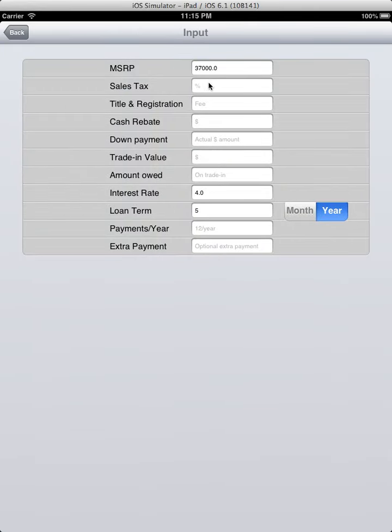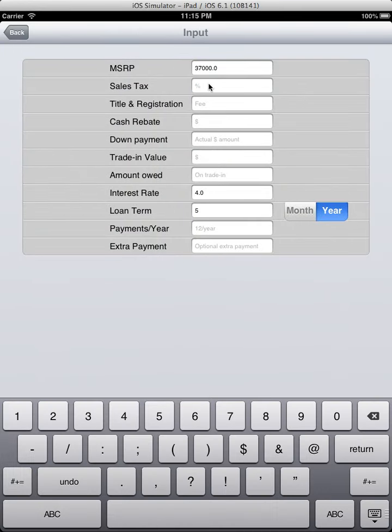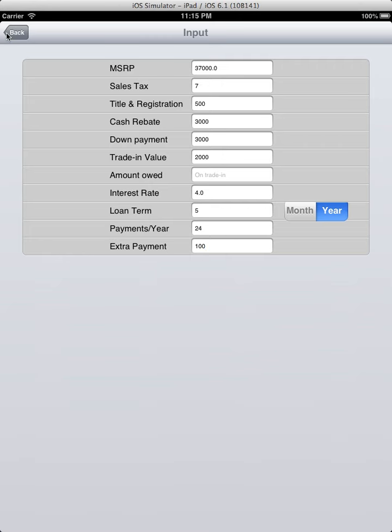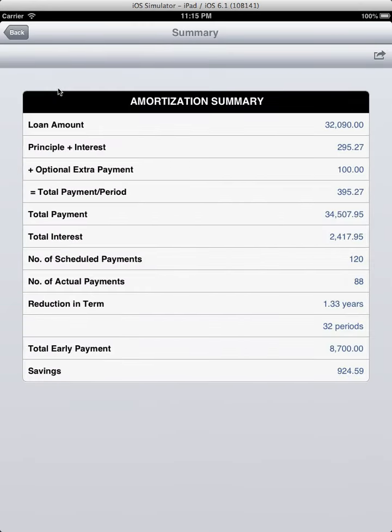Let's take a look at the amortization: MSRP, sales tax, title and registration, cash rebate, down payment, trade-in value, and amount owed is zero. So term is 5 years, and say 24 and $100 extra. Okay, this is the input, and here is the summary, and you can actually print and email the result.